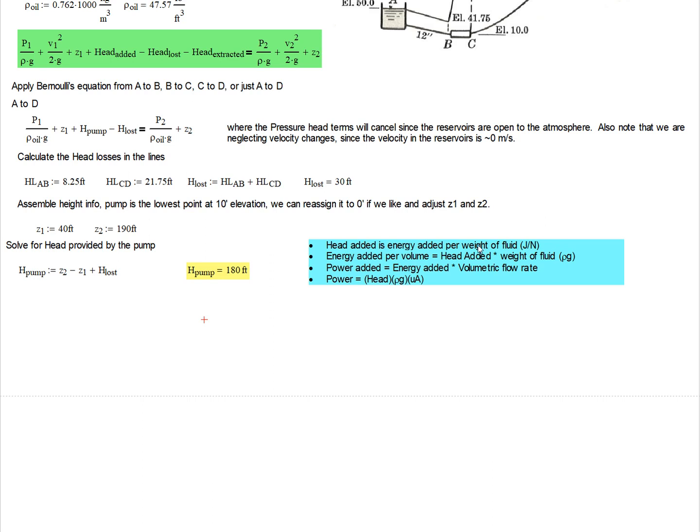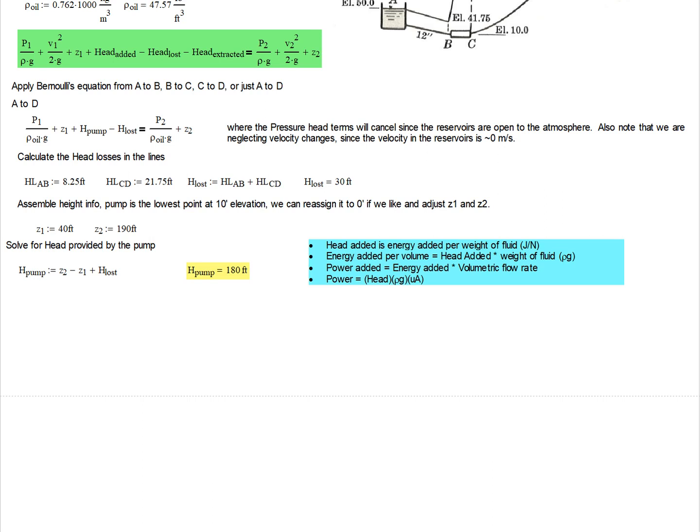Once we have energy per weight of fluid, we can then get energy added per volume. Energy added per volume is equal to the head added times the weight of the fluid, where the weight of the fluid is rho g. And then power is the energy added times the volumetric flow rate. So if we want to go from head to power, we take our head and multiply by rho g. U is the linear velocity, A is the cross-sectional area of the pipe. U times A is simply the volumetric flow rate.